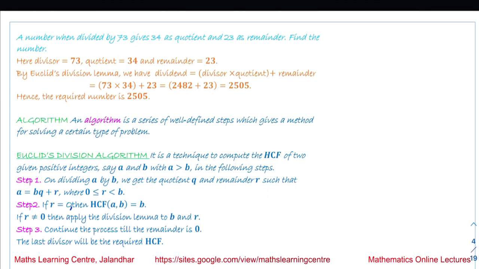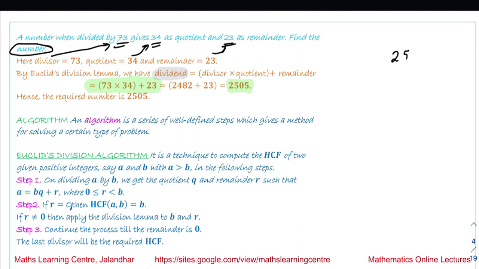Next: a number when divided by 73 gives 34 as quotient and 23 as remainder. Find the number. So some number, when divided by 73, gives 34 as quotient and 23 as remainder. What are the values given to us? 73 is the divisor, 34 is the quotient, and 23 is the remainder. If we put these values in Euclid's division lemma, we have to find the value of the dividend. So we substitute these values in the formula, and we get 73, that is the divisor, into quotient plus remainder. The answer we get is 2505. So what does this mean?